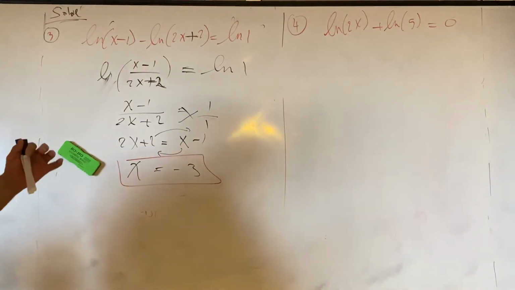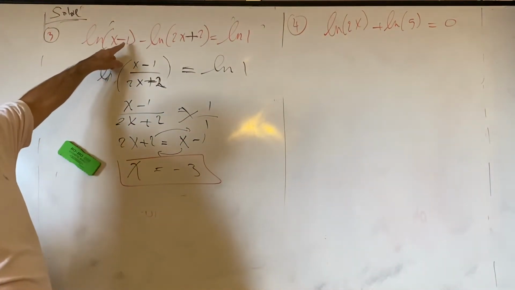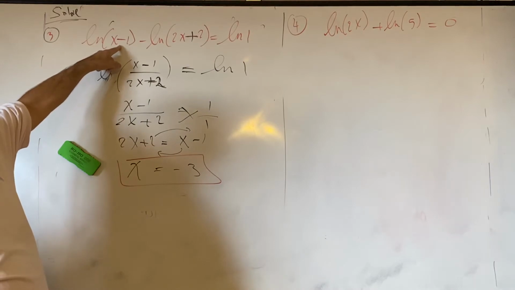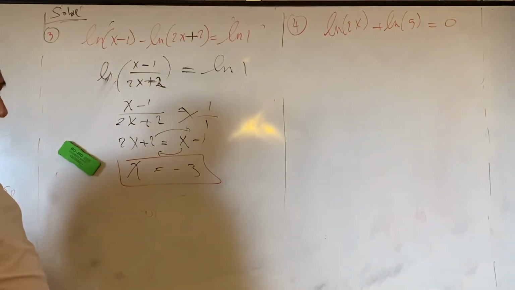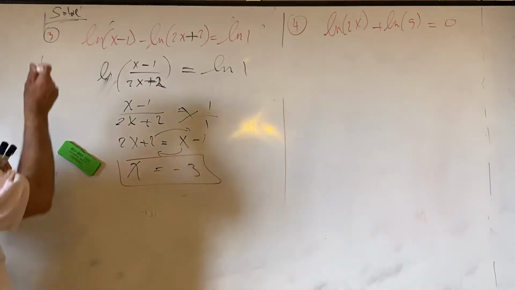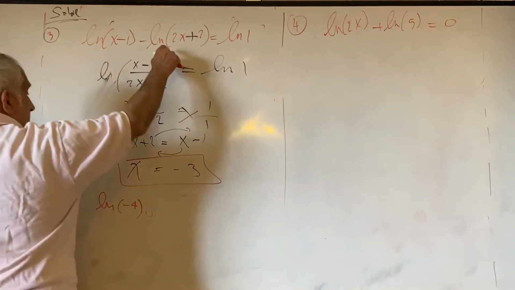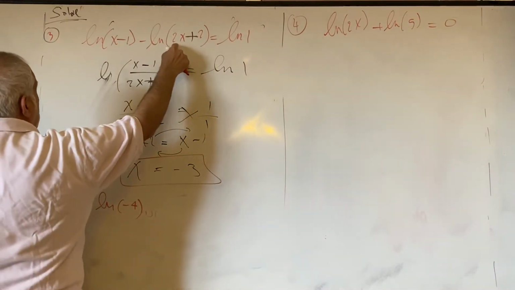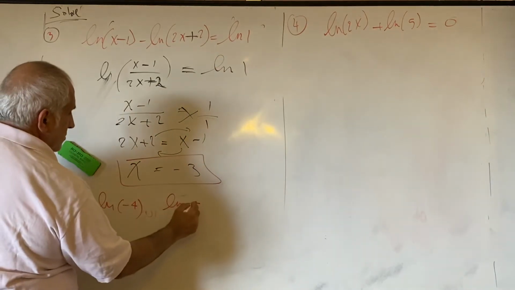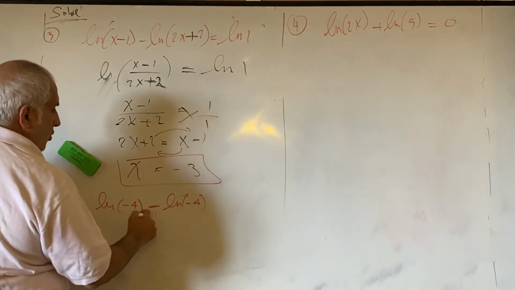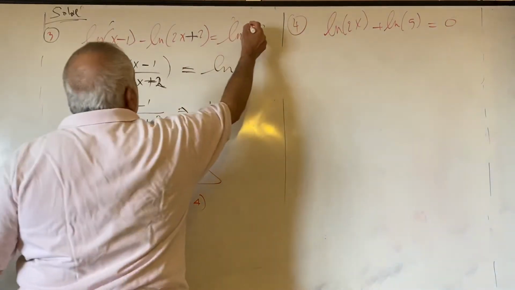Let's double check. Take the negative 3, plug it in here. What's negative 3 and negative 1? Negative 4. You don't have an answer for negative 4. I'm sorry. Look, len negative 4. Negative 3 times 2 is negative 6. What's negative 6 plus 2? Also len negative 4. And when you subtract them, it's supposed to be the same and 0.